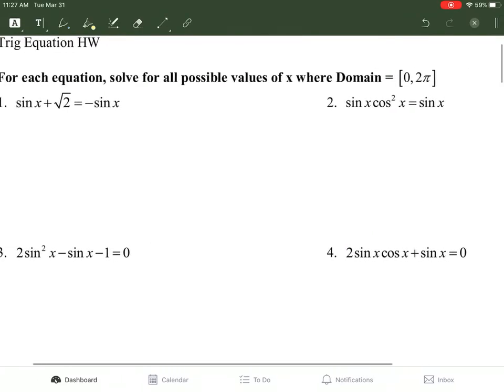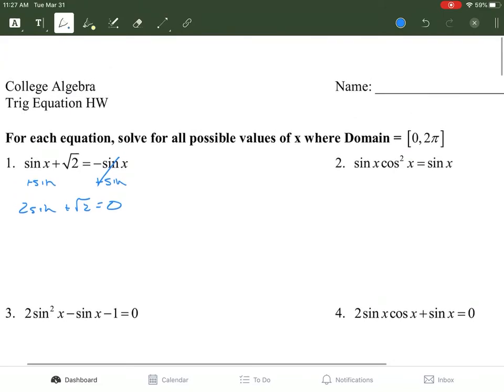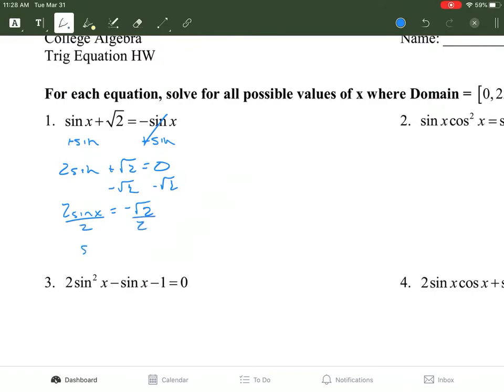Okay, so the first thing we're going to do is we're going to add sine to both sides. So we have 2 sine of x plus root 2 equals 0. Now to get sine by itself, we're going to subtract root 2. So 2 sine of x equals negative root 2. Divide both sides by 2. And sine of x will equal negative root 2 over 2.